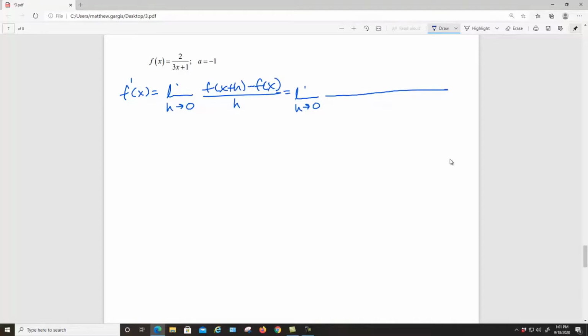Okay, so f of x plus h would be 2 over three times x plus h plus 1. So let's write 2 over 3x plus 3h plus 1 minus 2 over 3x plus 1, over h.